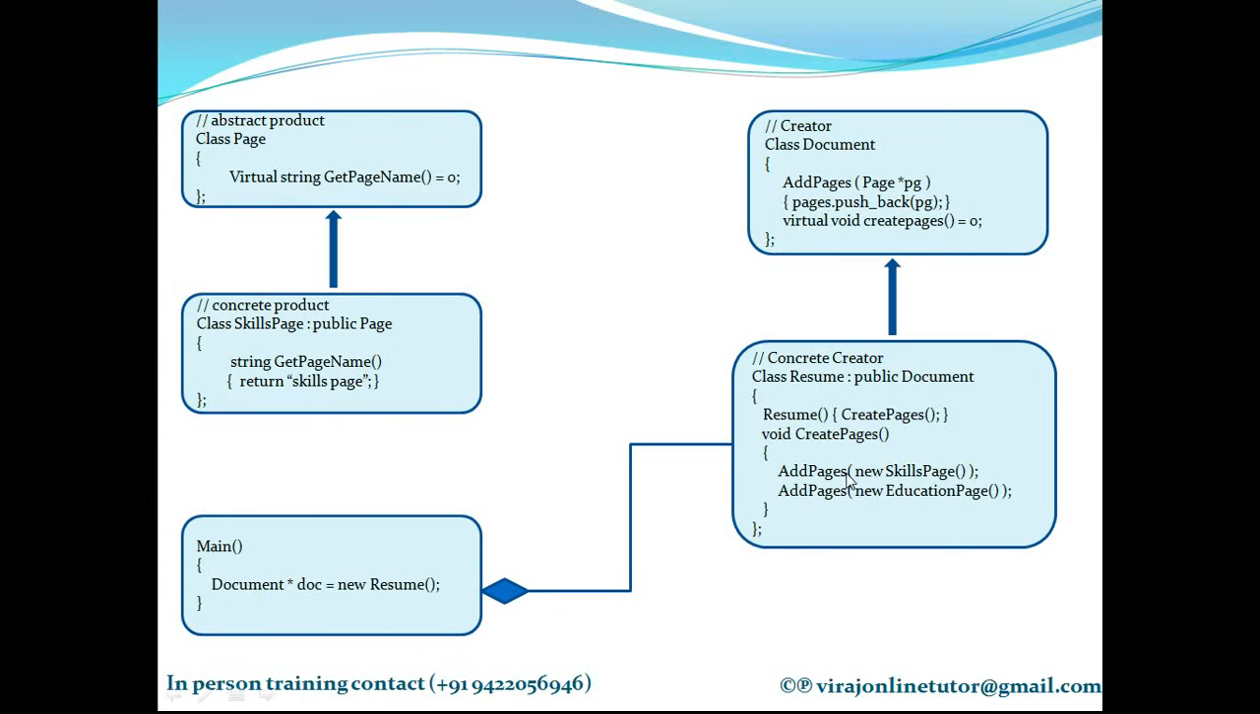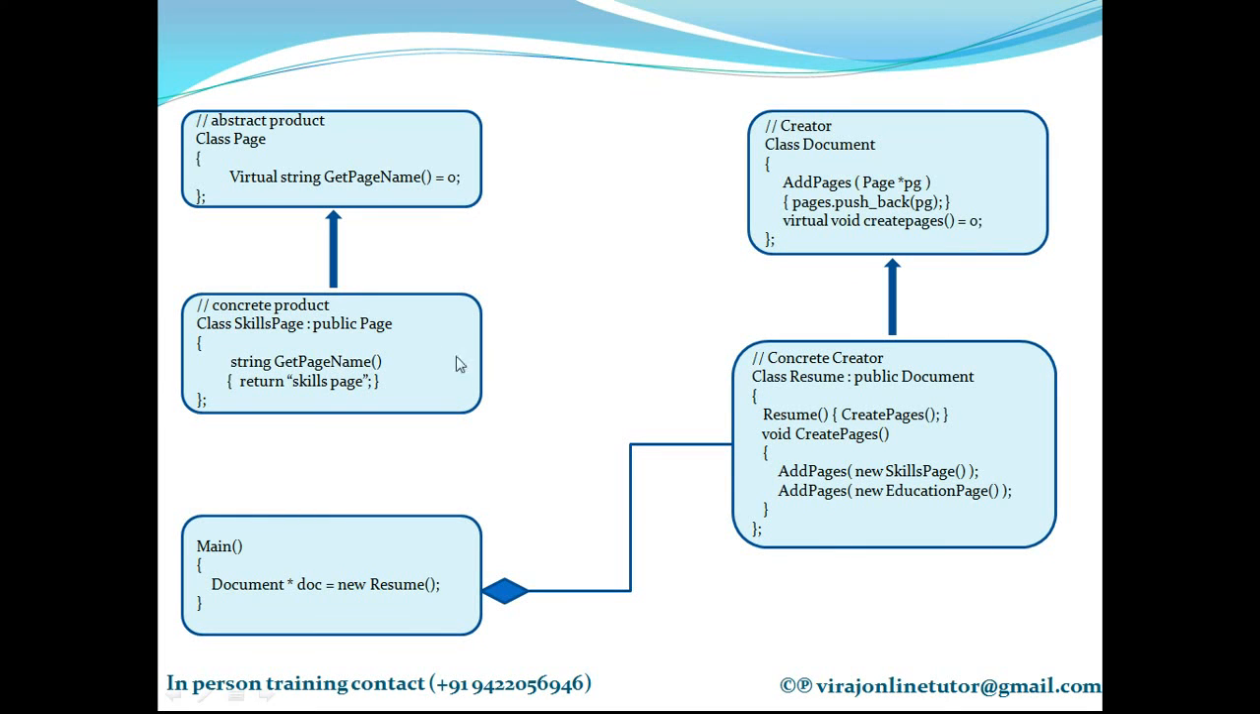And what is it doing? It says new skills page, meaning it is creating a new object of the skills page class, and that will be passed here and added to the pages list. Again I am calling add pages, and now I am calling new education page. Education page, can you all guess where this class will be in the hierarchy? Yes, you are correct. Education page will be next to my skills page. So education page will also inherit from the page class.